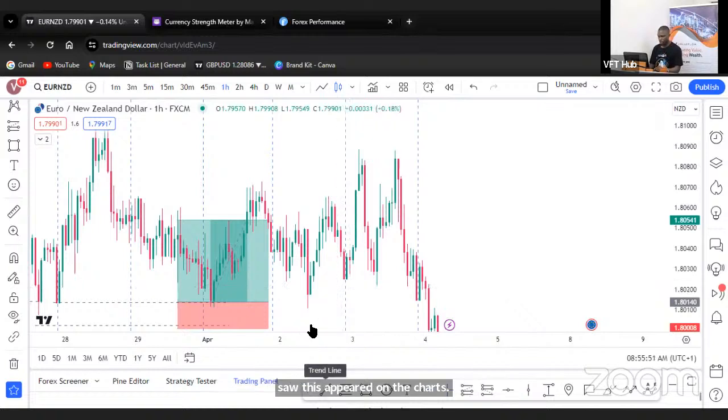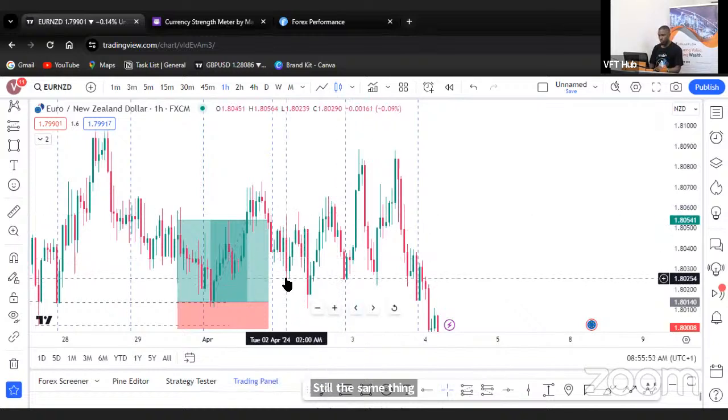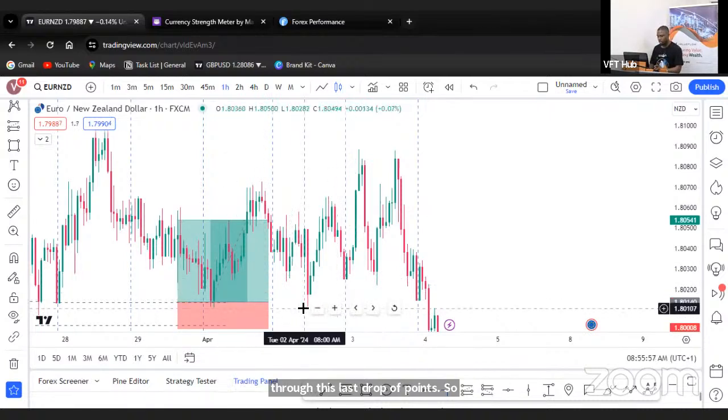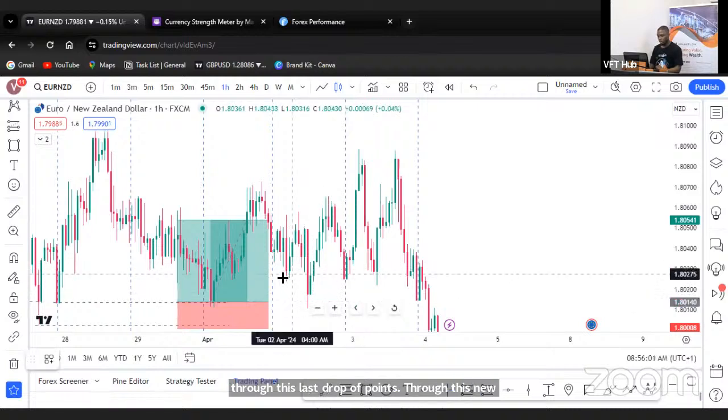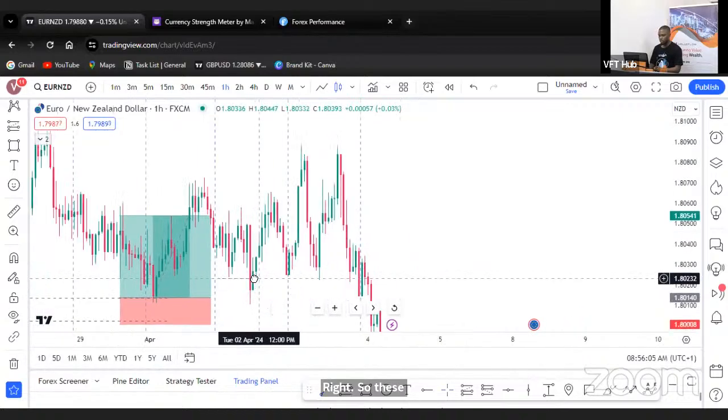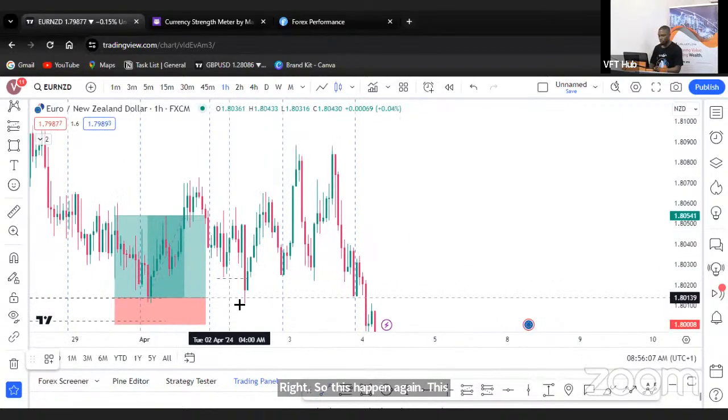What did we see? Price swept through this last structure point, the low we had, swept through this low again, making this a very strong low that we don't expect to be taken out. Right? We saw this happen again. This becomes a protected low.